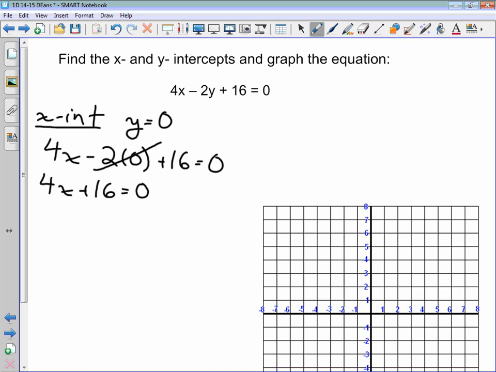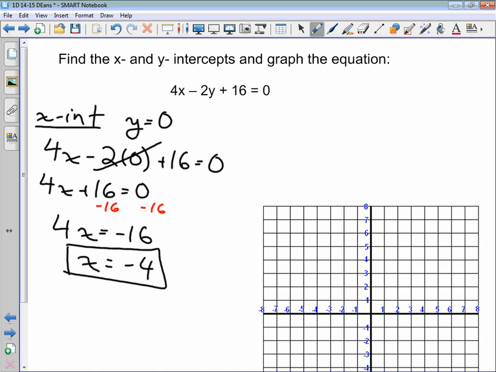Okay, what am I going to do from here to solve? Chris? Yeah, I can subtract 16 here, subtract 16 here. I could probably just do that in my head, but I get 4x equals negative 16. And then what is x going to be here, Chris? Close. Negative 4, yeah. We're dividing both sides by 4. We got a negative divided by a positive. So our x-intercept is going to be negative 4.